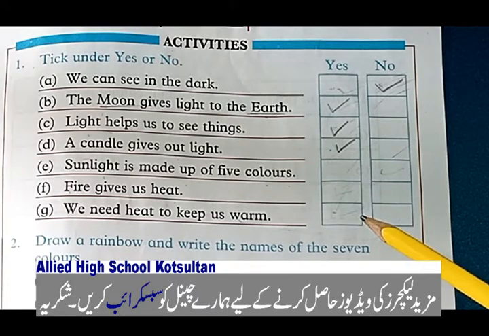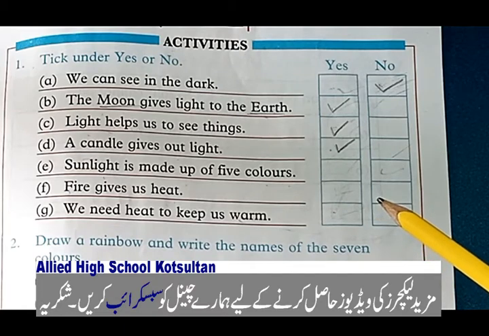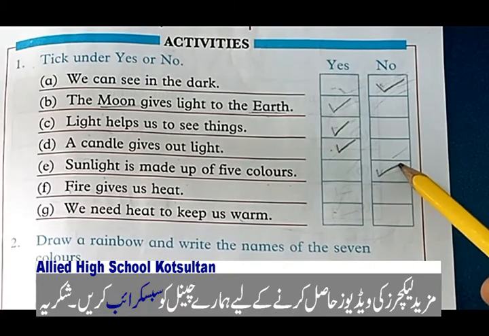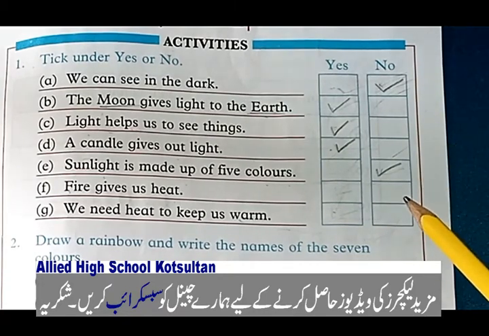Alright, statement E. Sunlight is made up of 5 colors. Is it true? No. In the previous lesson, we read that sunlight is made up of 7 colors. It makes a rainbow. So it's not correct. It is made up of 7 colors.